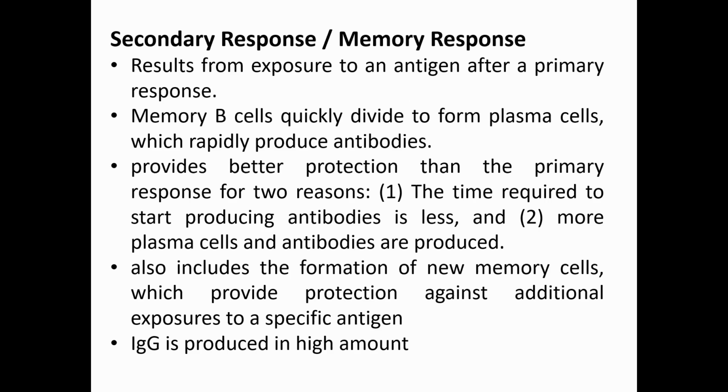Your secondary response stems from your memory B cells. If the body is exposed to the same antigen, memory B cells quickly divide to form plasma cells, which rapidly produce antibodies. This produces better protection than the primary response because the time it takes to start producing antibodies is less, and more plasma cells and antibodies are produced. It also includes the formation of new memory cells, which provide protection against any additional exposures to a specific antigen.